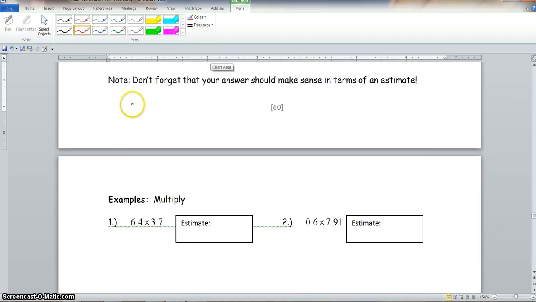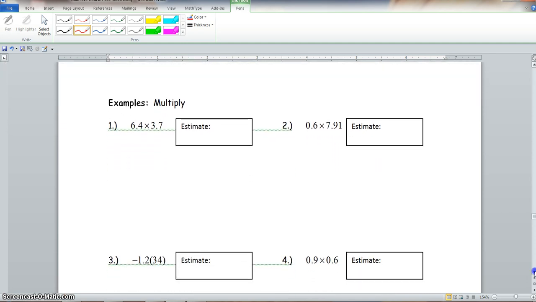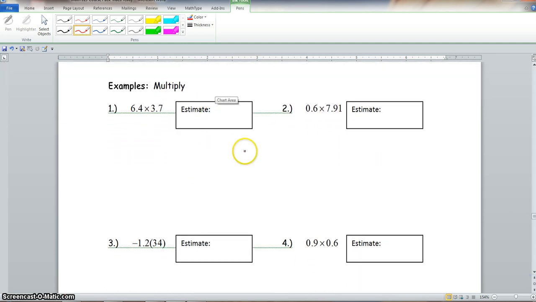Now, before we get to the next page, we must take note. Don't forget that your answer should make sense in terms of an estimate. Now, if you notice here, we have our regular problem, and we have a box for the estimate. So now, this is how we're going to estimate. We're going to estimate this to the nearest whole number. So 6.4 estimates to 6. 3.7 estimates to 4. And we know 3 times 4 will give us 24. So we know our answer should be close to 24.